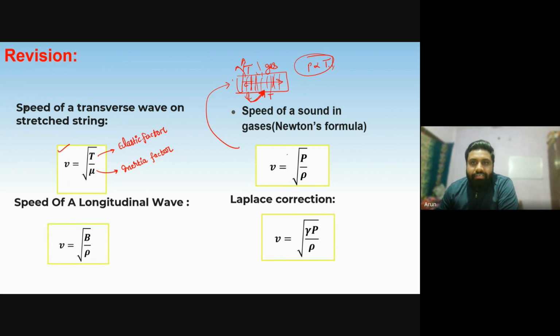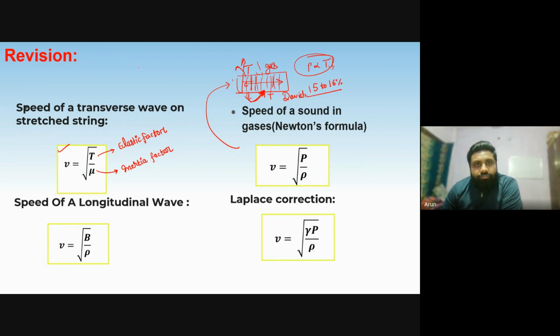Based on that, he came up with a formula that V is equal to the root of pressure upon density. Okay. But after 100 years of its calculation, we are not getting the result, and approximately 15 to 16% of deviation has been shown from the original result.